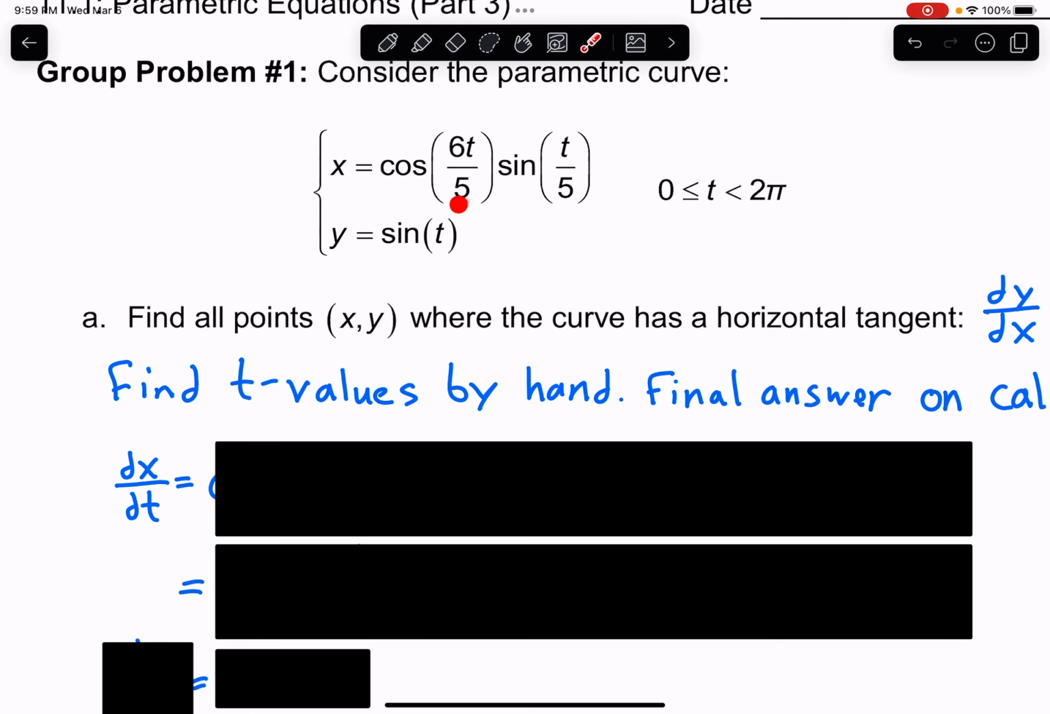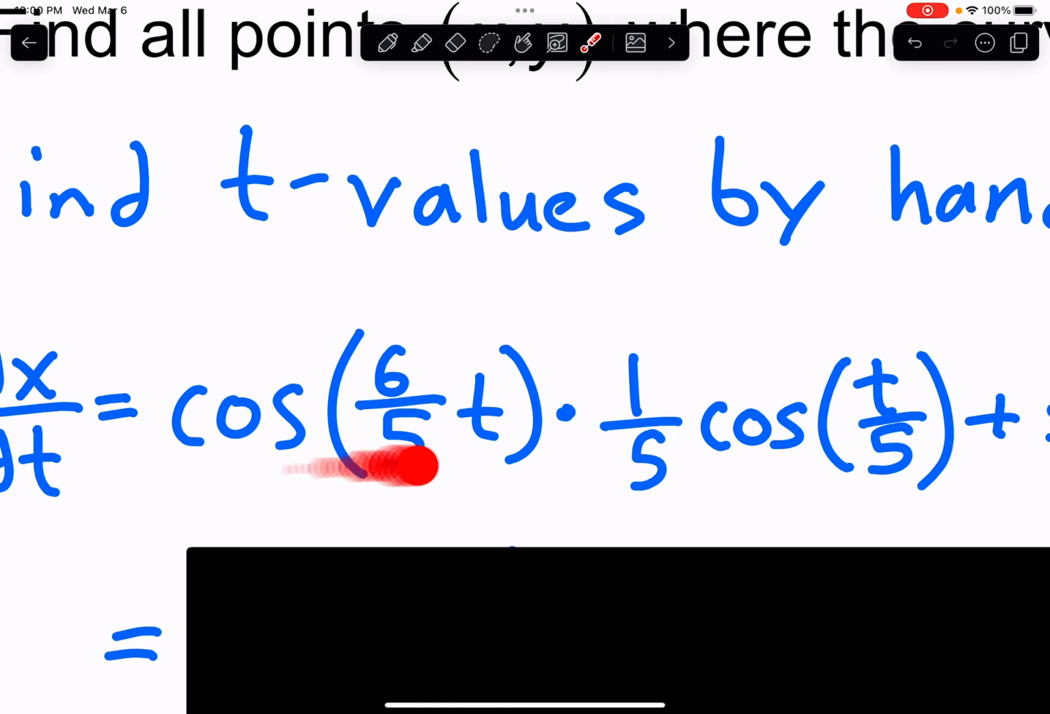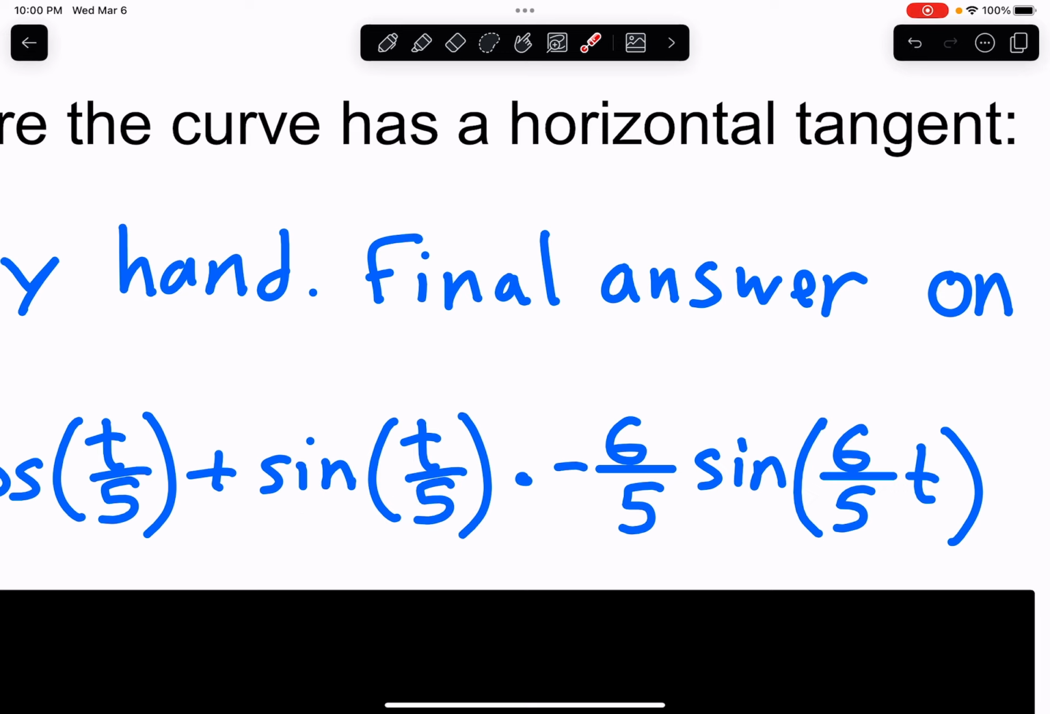So again, a lot of Calc A review here today. This is cosine of 6t over 5 times sine of t over 5. So I have to use the product rule. So how does product rule go? And this might be a good place to pause the video and practice this yourself. But I'm going to show you the answer right now in 3, 2, 1. Okay, so remember, product rule is the first function, so cosine of 6t over 5, I rewrote it as 6/5 t, times derivative of the second function. Derivative of sine is cosine, right? But then I have to do the chain rule, which is where that 1/5 comes from, plus the second function, which is the sine function, times the derivative of the cosine, which is negative sine, and then again, because of the chain rule, I get the 6/5 there.